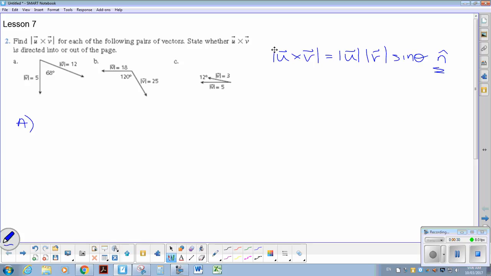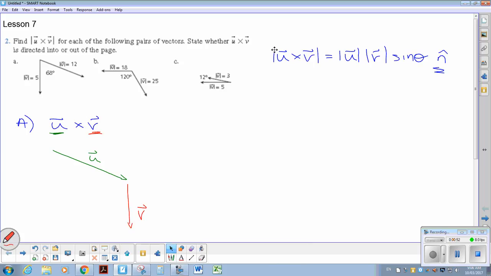So what I'm going to do is just take a look at that quickly. If we're looking at A here, and you're doing u cross v, the first vector u is the one you draw out first. So looking at my picture, here's my u vector. Then you draw the v vector at that head. So here's my v vector.